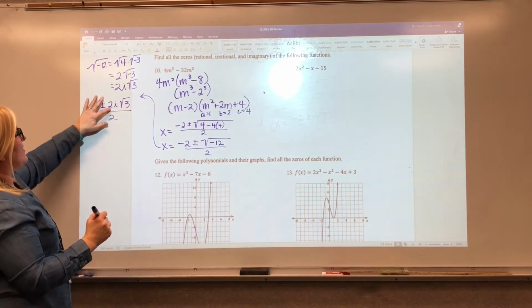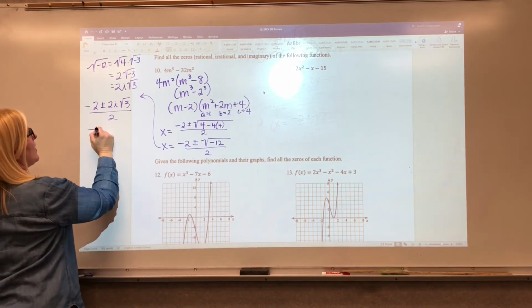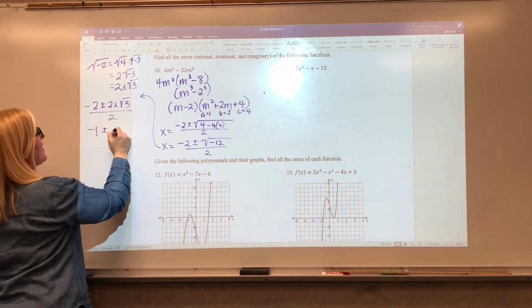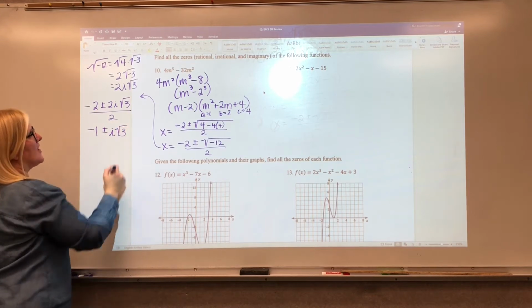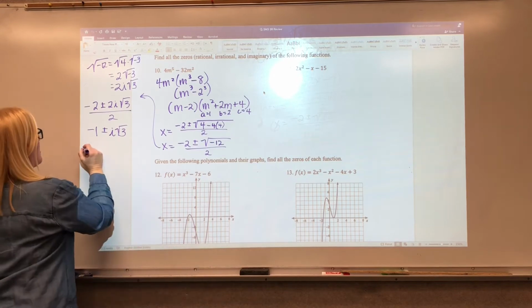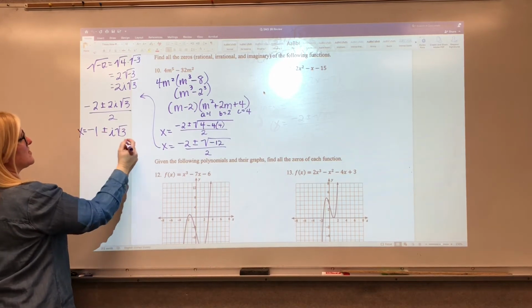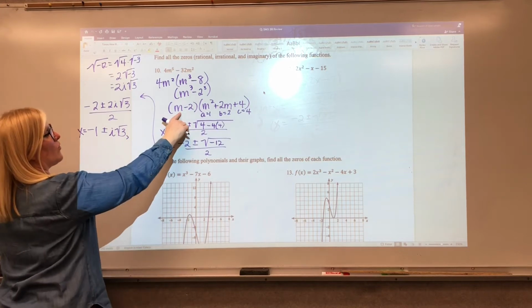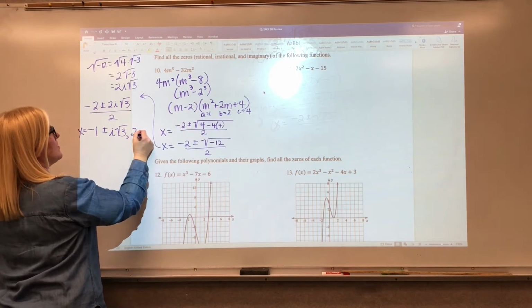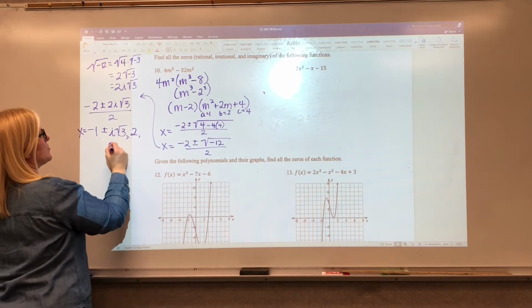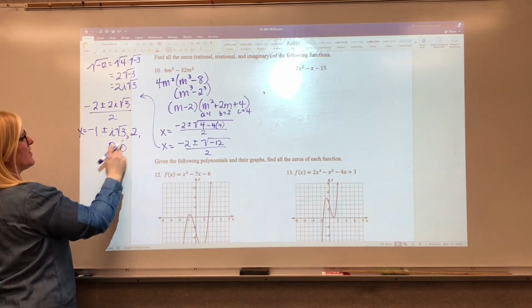And now I divide these by 2, and I have negative 1 plus or minus i times the square root of 3. So my total zeros are 2 right here. Remember that plus or minus gives us 2. We have 1 right here, which is 2, and we have 2 zeros. So 1, 2, 3, 4, 5.